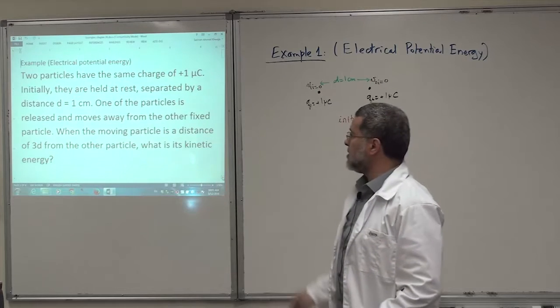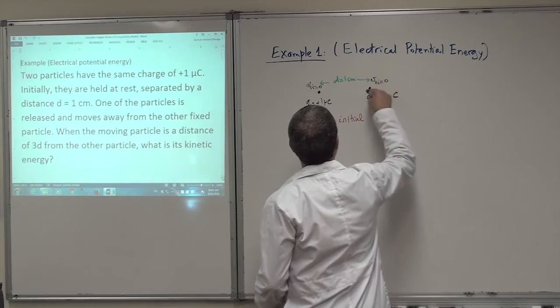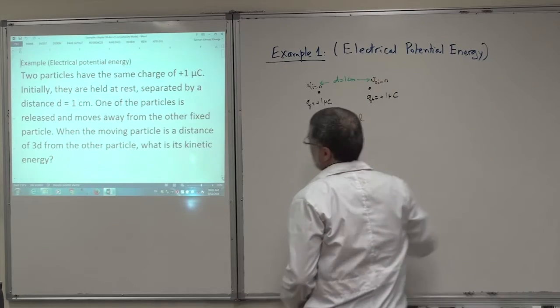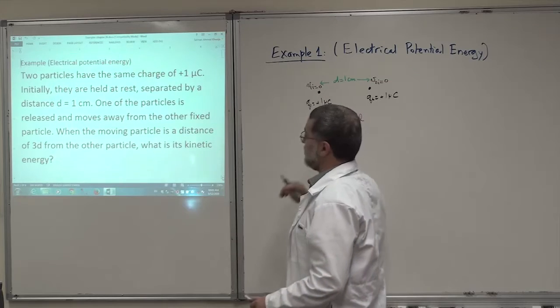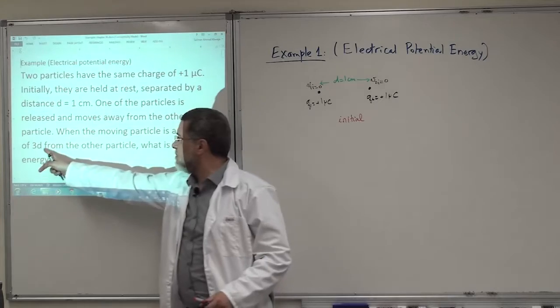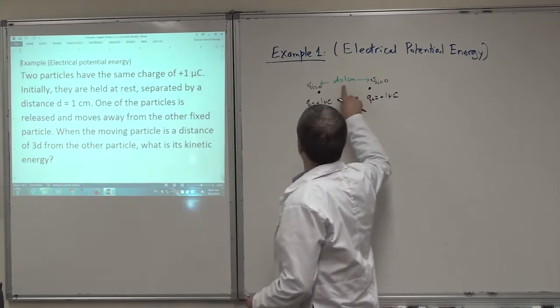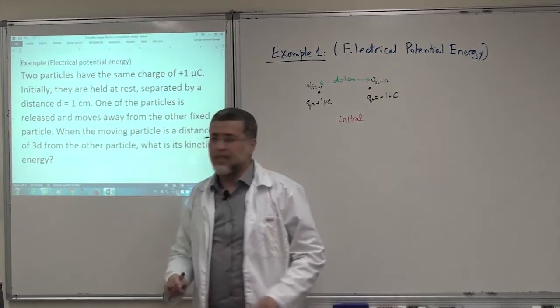One of the particles is released. Let's take this particle here. It's going to be released, and it's going to move away from the other fixed particle. So this particle is going to remain fixed. When the moving particle is a distance of 3d, so if d is 1 centimeter, 3d will be 3 centimeters from the other particle, what is its kinetic energy?